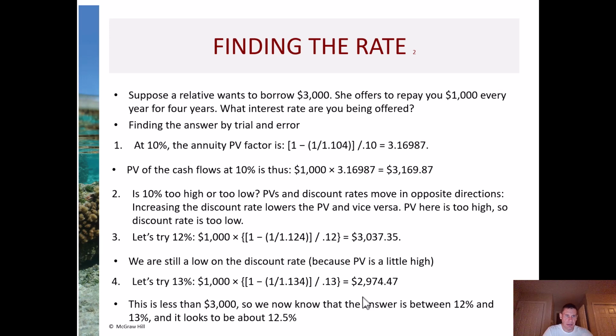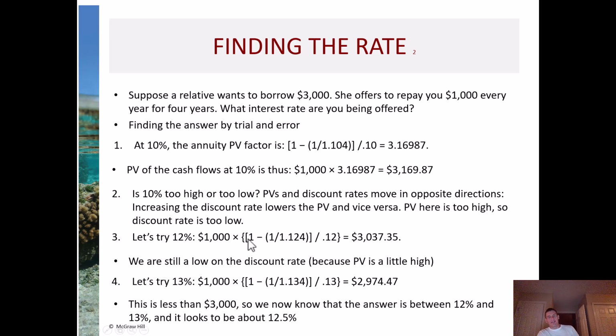So you could find the answer by trial and error. So at 10%, the present value annuity factor is 3.16987, right? So if you multiply it by the 1,000 that she's going to pay you back for 4 years, you get 3,169.87, right? So then you say, all right, 10% rate of return. Is that too high or too low? So let's look at number 3.